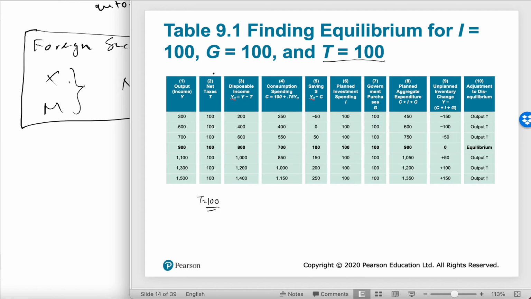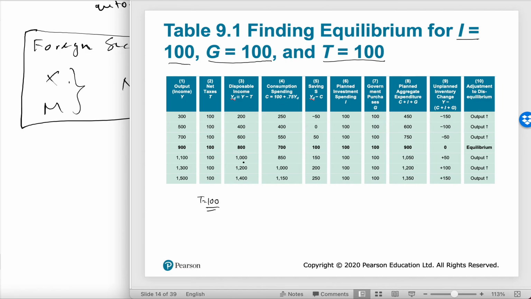That's the assumption. And that's also the assumption. And the investment is also 100. So now the consumption function is coming from the previous chapter: C equals 100 plus 0.75 YD. Now, instead of putting the national income, this time we put the disposable income. So 200 here, and we will determine the planned consumption expenditure by the household, 250.